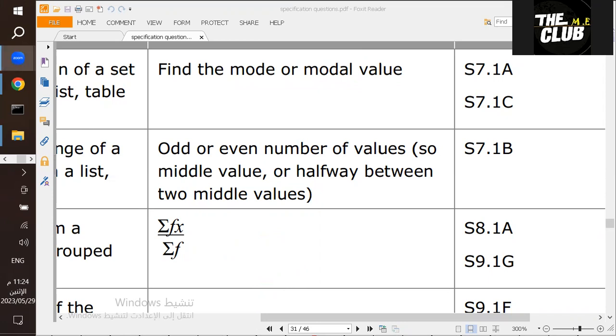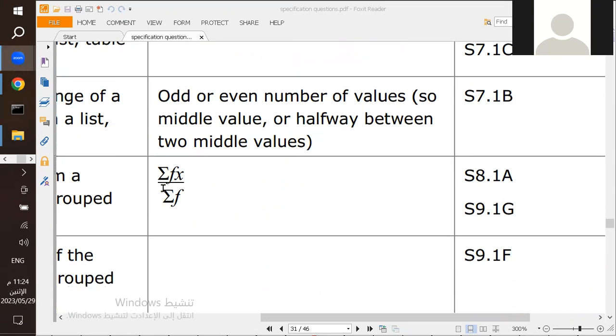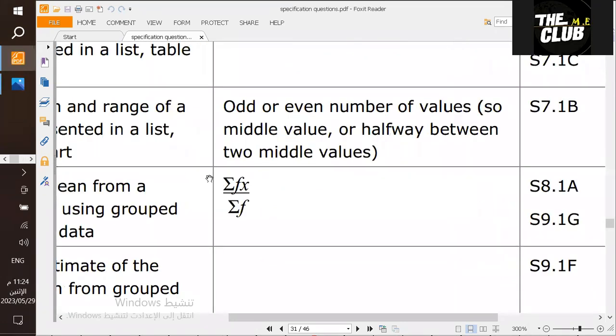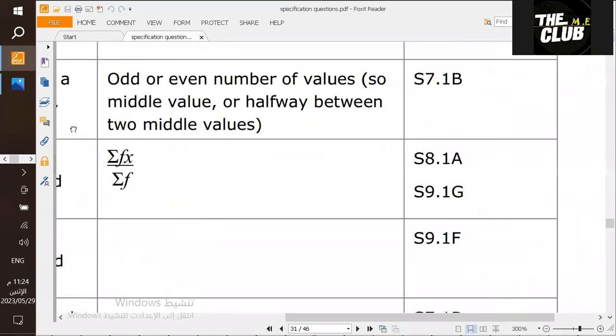Here. Which one is it? This is the sum of function. Okay, listen. If you know what that is, you'll be good.